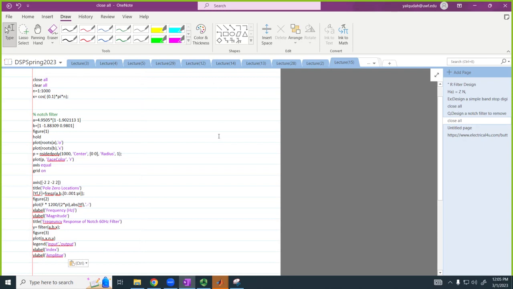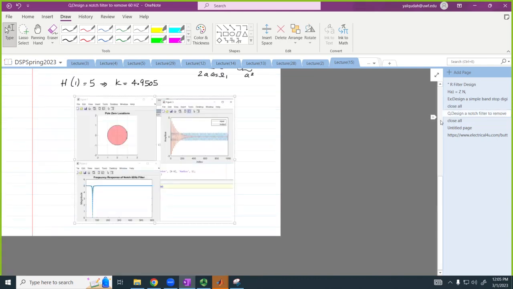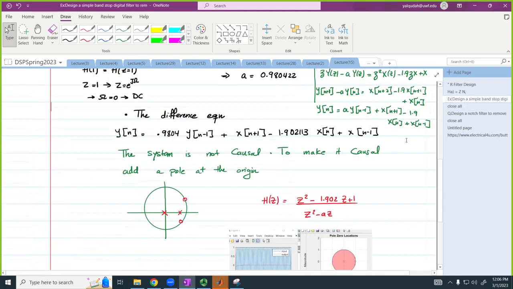So if you put a 0 at the origin, what would it do? Good question. Placing a 0 or a pole at the origin will have no impact on the shape of the frequency response. Placing a pole is going to shift the output by 1. Placing a 0 is going to shift the input by 1. Make sense?